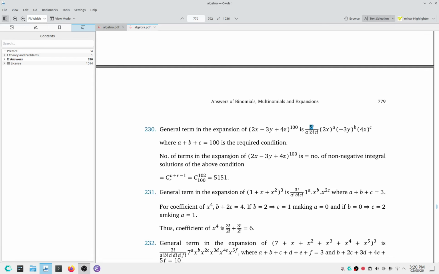Now the number of terms in the expansion is the number of non-negative integral solutions of the above condition. So the number of non-negative integral solutions for this is equal to 102 C 100, that is 5151. So with this, we come to the end of 230 questions.